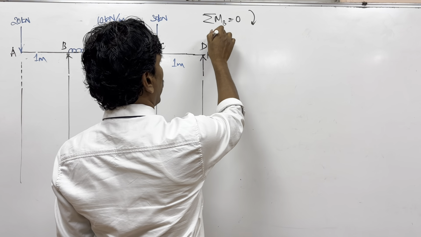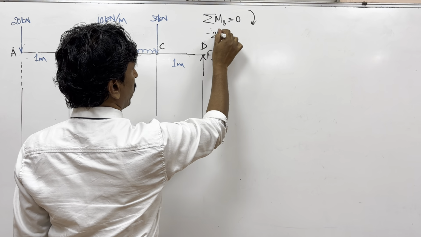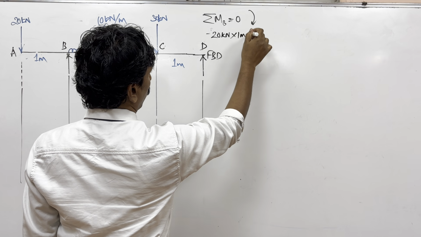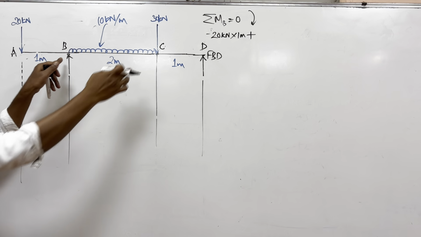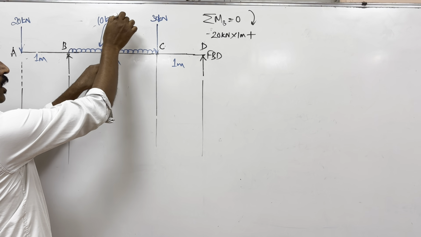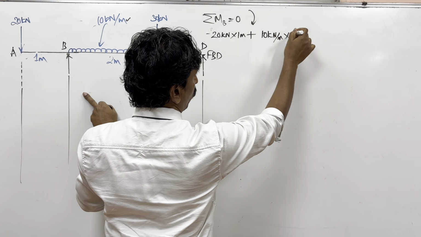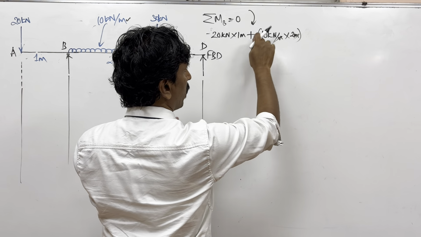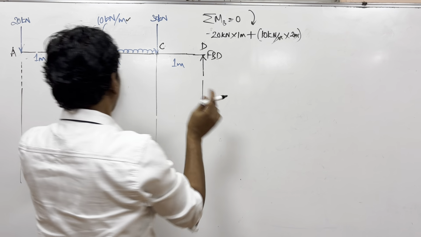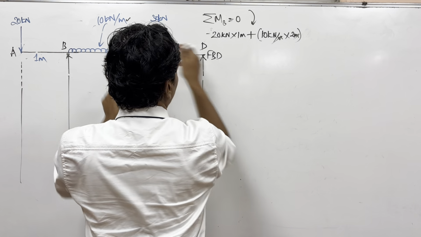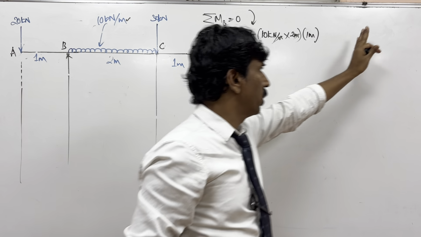So writing this, I should take minus 20 kilonewton meter into 1 meter, then plus this. Now this UDL, how do we handle? 10 into 2. The whole UDL has to be assumed to be placed at the center. This is for every meter, but here it is for 2 meters. So it is 10 kilonewton per meter into 2 meters, so the meter gets cancelled out. It becomes 20, a whole 20 kilonewton force acting at a distance of 1 meter from B.